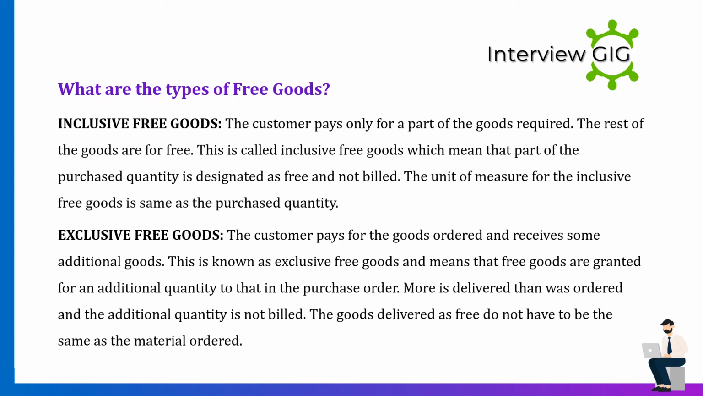What are the types of free goods? Inclusive free goods: the customer pays only for a part of the goods required. The rest of the goods are free. This means that part of the purchased quantity is designated as free and not billed. The unit of measure for the inclusive free goods is the same as the purchased quantity. Exclusive free goods: the customer pays for the goods ordered and receives some additional goods. This means that free goods are granted for an additional quantity to that in the purchase order. More is delivered than was ordered and the additional quantity is not billed. The goods delivered as free do not have to be the same as the material ordered.